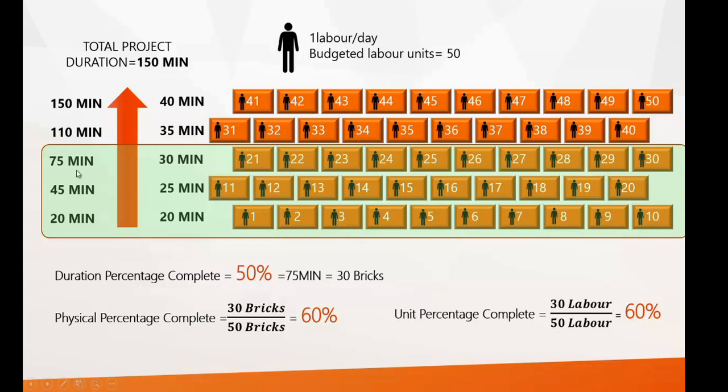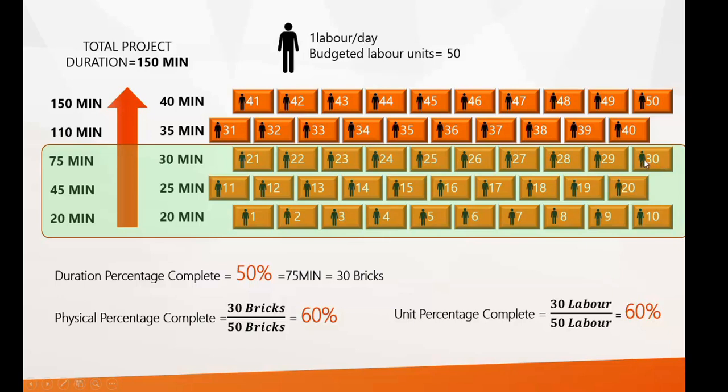But suppose we take physical percent complete, then physically we can see 30 bricks have been laid out of 50. So we will say 30 divided by 50, that is 60% of the physical work has happened. But if we want to put a unit percent complete, then we can say that out of 50 labor hours, 30 labor hours have been consumed. So we can say 30 out of 50, that is 60% of the work has been done.